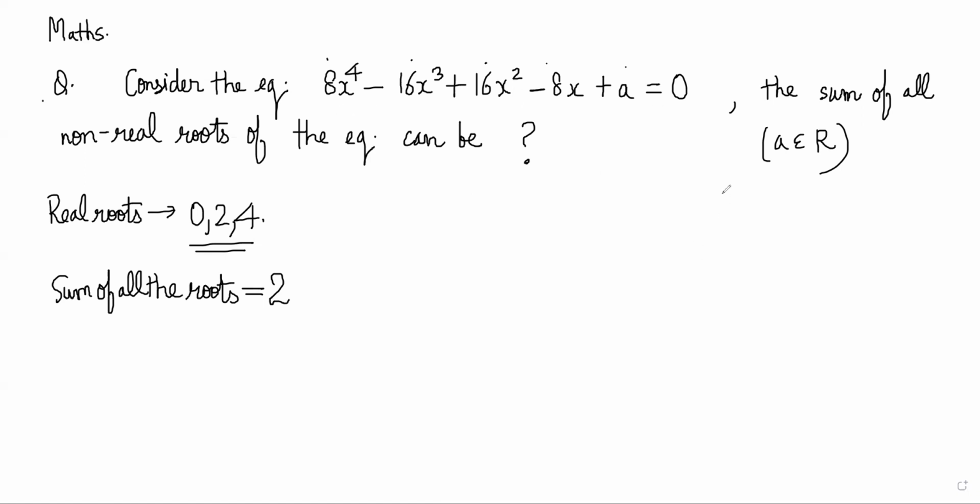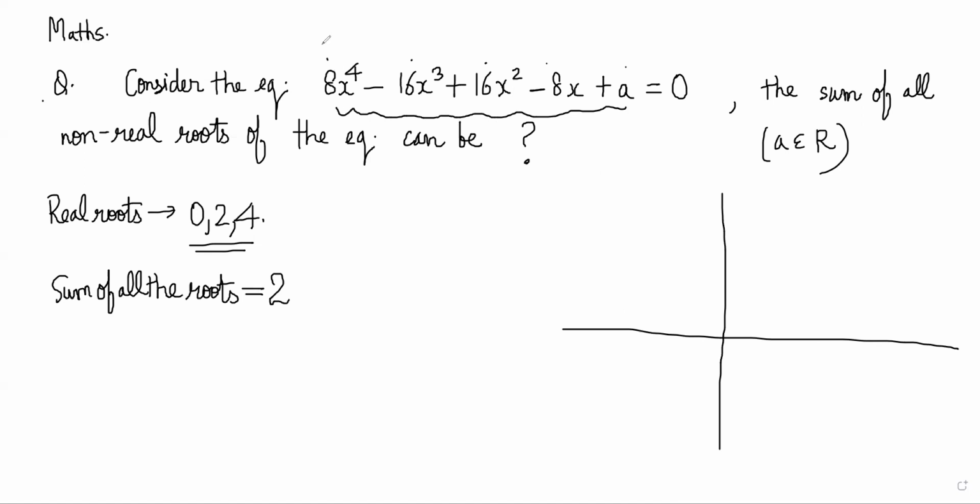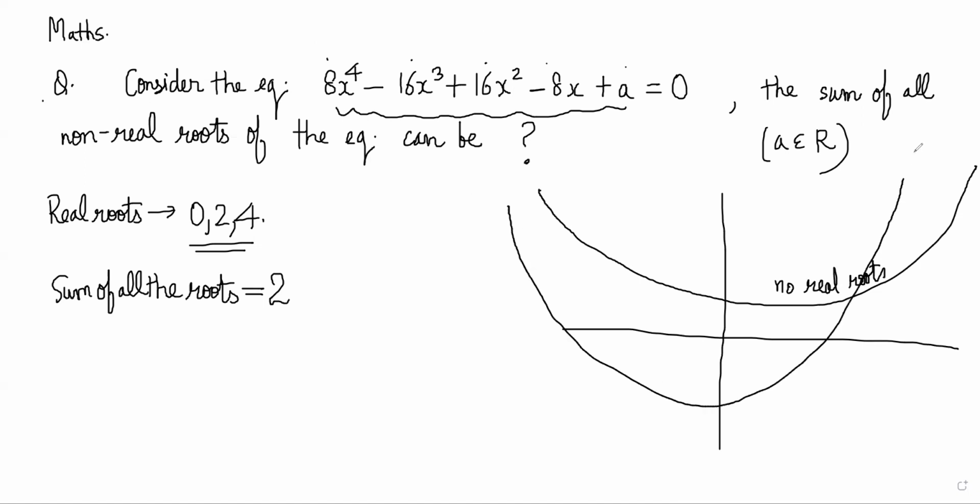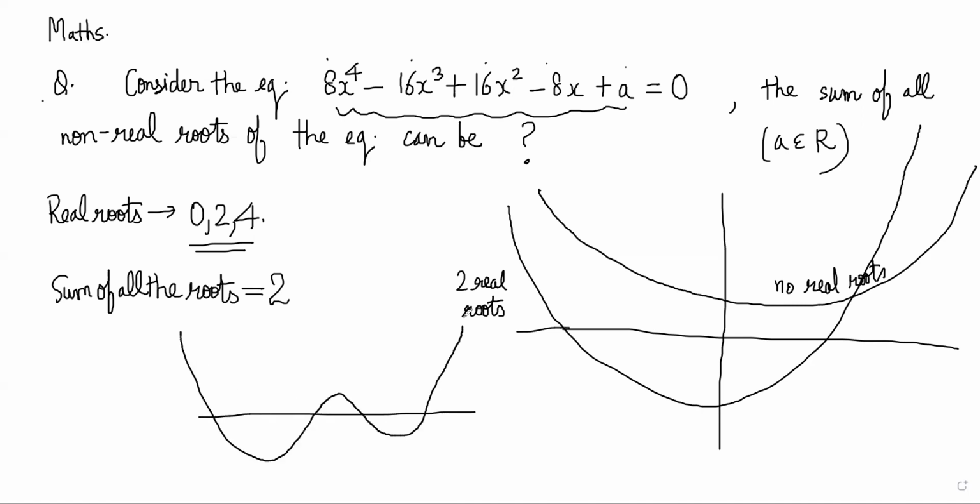The equation you have to analyze on the basis of how the graph will be. Obviously we can see that at minus infinity and plus infinity, the whole function tends to infinity. So the graph can be like this when it has no real roots, or it can be like this, which is two real roots, or it can even be like this, which is four real roots.